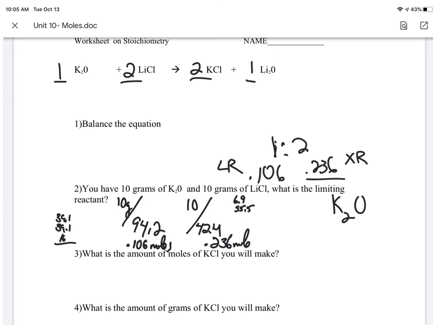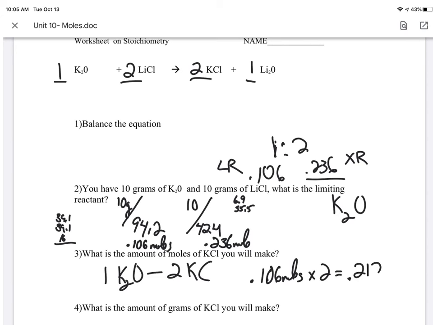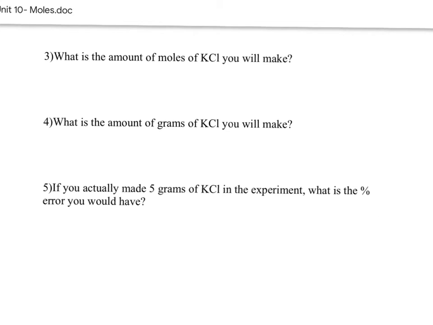So what is the amount of KCl that you'll make? Well, for every 1 K2O in the equation, it says I'm going to make 2 KCl. So if I was going to make 0.106 moles of K2O, that would mean I would make 0.212 moles of KCl. How many grams of KCl would I make then?